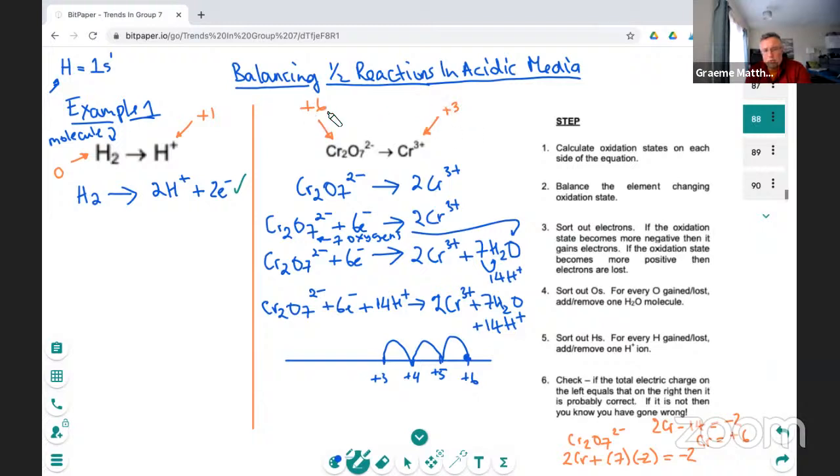This was given. This one, we figured it out using the skills we learned the previous time. Balance for atoms that changed oxidation state, 2 chromiums. Added in electrons, think number line to figure this out. It's a change of 3 electrons per atom, 2 atoms is 6. And then you're thinking 7 oxygens on this side, 7 waters on this side, 14 hydrogens on this side.